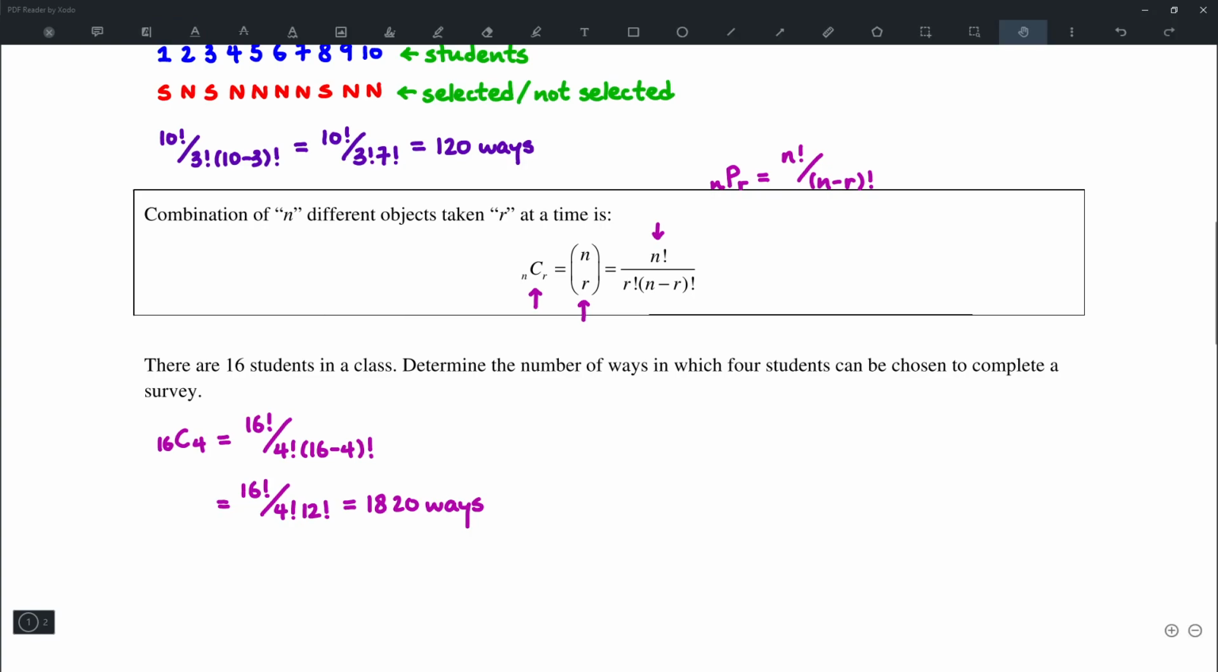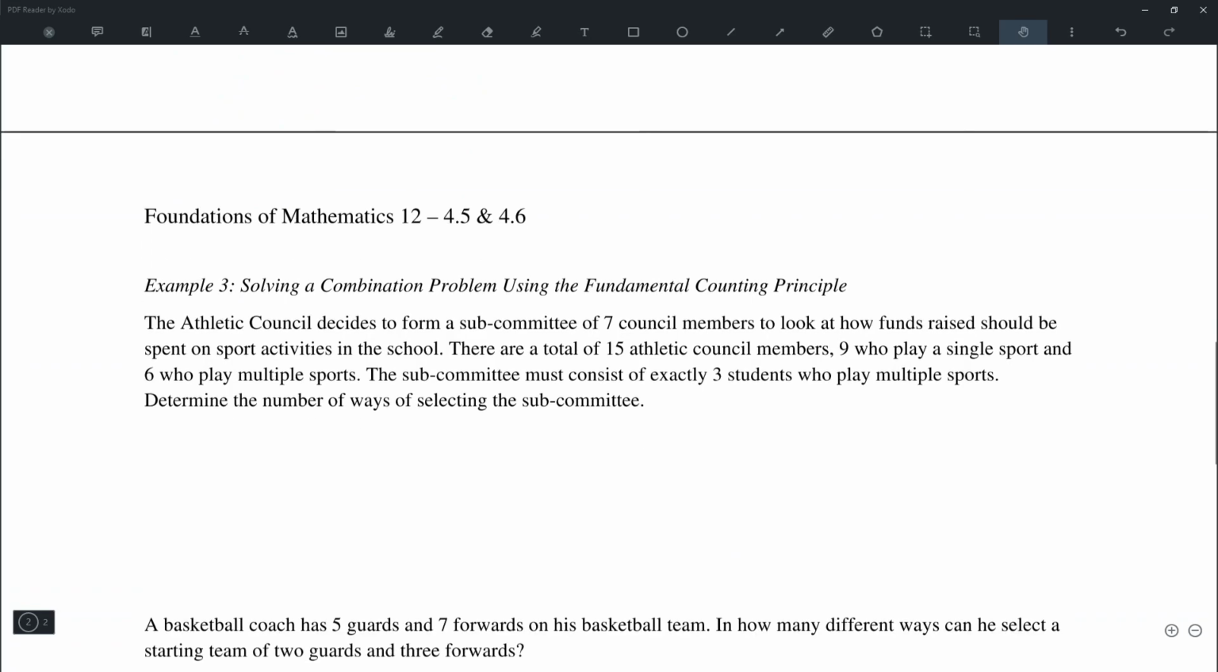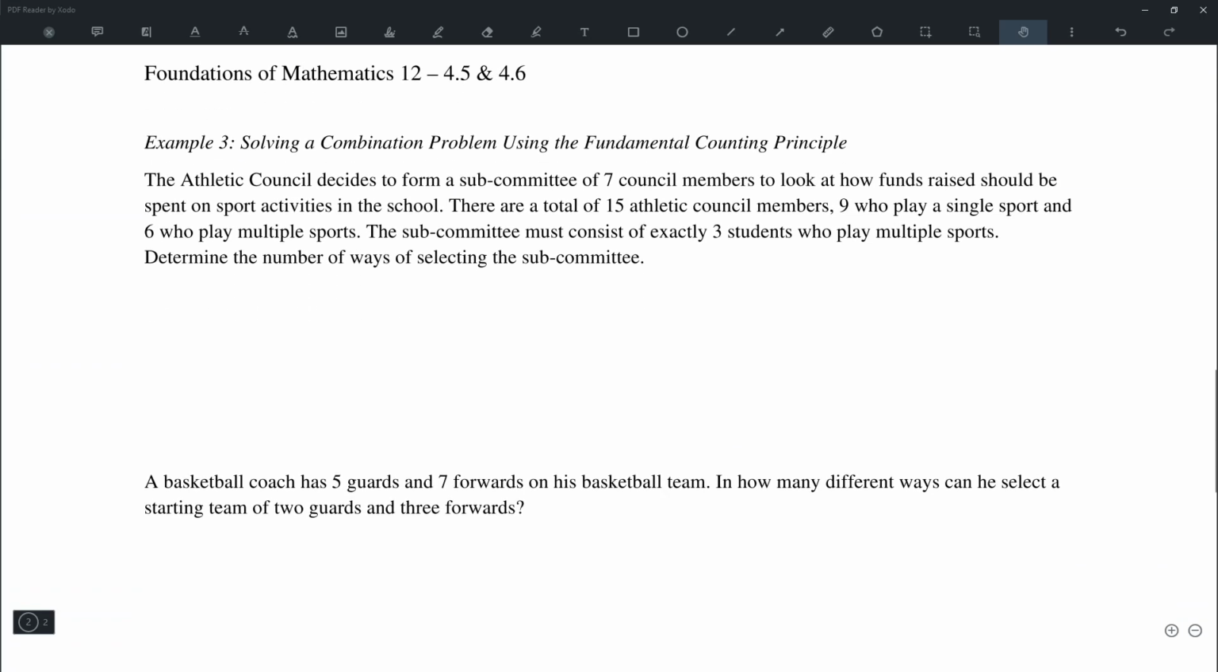So the next step is to add in other components from previous sections to work with more sophisticated combination problems. First thing we're going to do is add the fundamental counting principle. So in example 3, we are looking at an athletics council with 15 council members, and we're trying to form a subcommittee with 7 council members. So in the 15 council members, 9 of them play a single sport, and there are 6 who play multiple sports. The subcommittee must consist of exactly 3 students who play multiple sports.